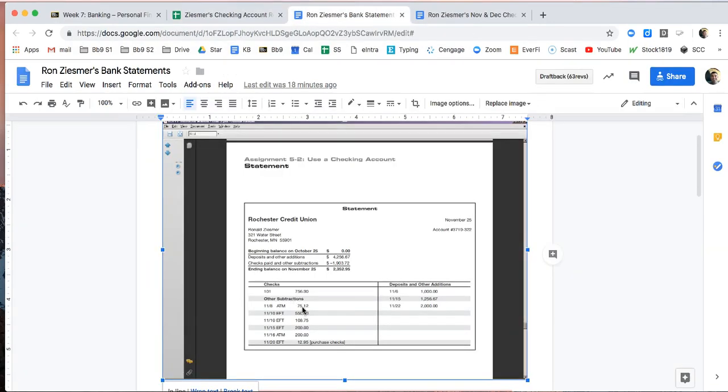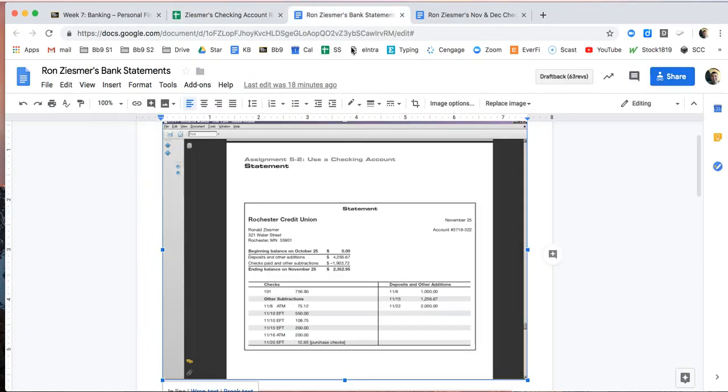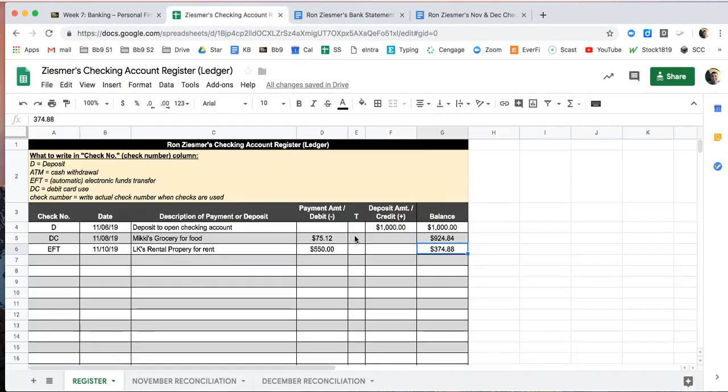You're going to go through, and this register is going to be full right here. It's going to have all the transactions. Then anything that shows up on your bank statement. So for instance, I don't have that because I didn't complete the register in full, because I'm not going to complete this whole assignment for you in this video. But I do know that, for instance, the 7512 transaction, we did that, so that's right here.